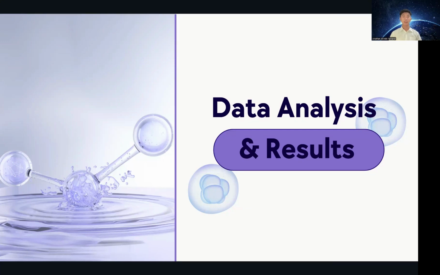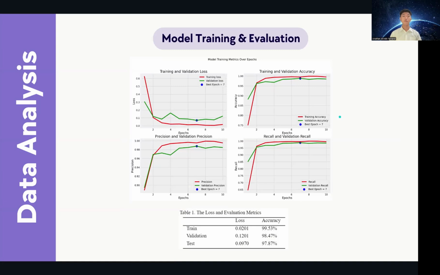Thank you, Jonathan. Now, I, Vinson Luckianto, would like to present the data analysis and results in detail. The model was trained for 10 epochs using the training and validation generators. We visualized the training metrics to identify the best epochs for each metric. For evaluation, we calculated the loss and metrics on the train, validation, and test sets. We generated the confusion matrix and classification report to analyze per class performance.